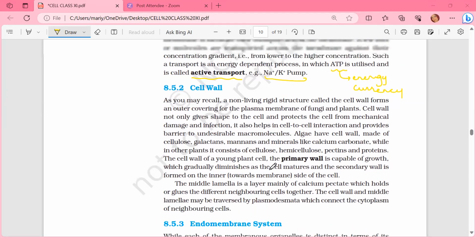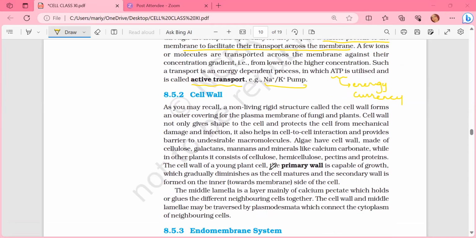Now we'll talk about the cell wall. The cell wall is a eukaryotic feature also, but in the case of plants, not in the case of animals. It is a non-living rigid structure and an outer covering for the plasma membrane in the case of fungi and plants. The cell wall gives shape, as we studied earlier, and it also protects the cell from damage and infection. It helps the cell in cell-to-cell interaction and provides a barrier to undesirable macromolecules.